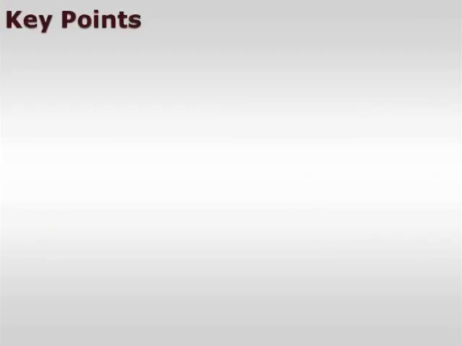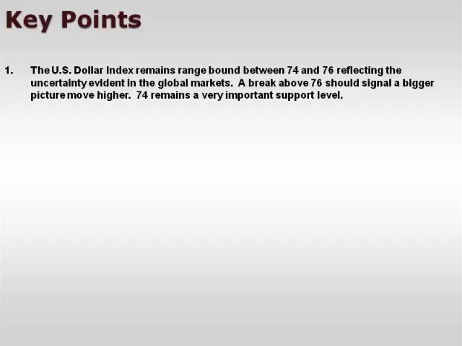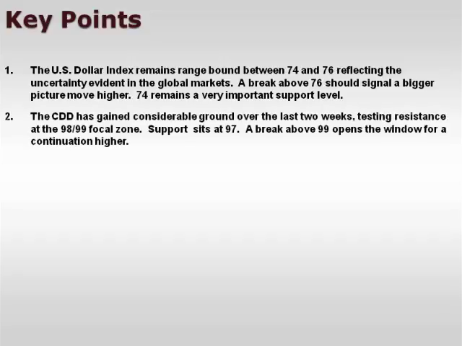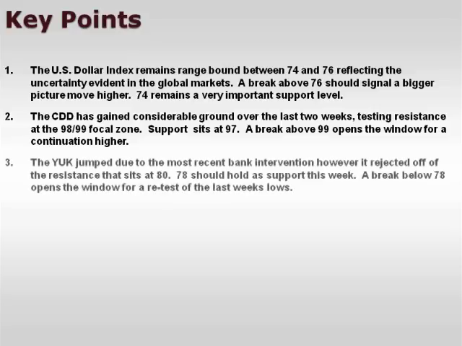Let's take a look at a few of our key points. First of all, the U.S. dollar index remains range-bound between 74 and 76, reflecting the uncertainty evident in the global markets. A break above 76 should signal a bigger picture move higher. 74 remains a very important support level. The CDD has gained considerable ground over the last 2 weeks, testing resistance at the 98.99 focal zone. Support sits at 97. A break above 99 opens the window for a continuation higher.